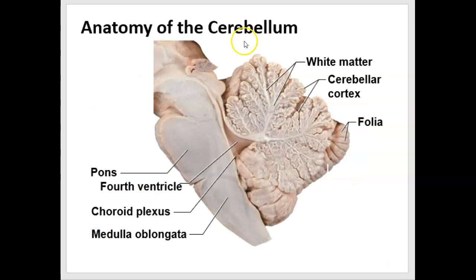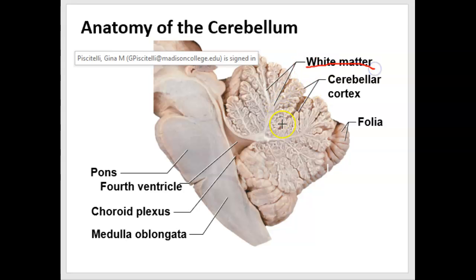Okay, the last region of the brain that we'll look at the function for is the cerebellum. The cerebellum, considered part of the hindbrain, is a little bit like the cerebrum in the sense that there is both white matter and gray matter. So the white matter is deep and the gray matter is superficial, just like the cerebral cortex. Notice that the cerebellar cortex is highly convoluted and it forms these folia.